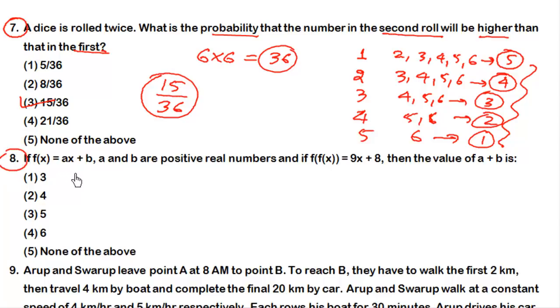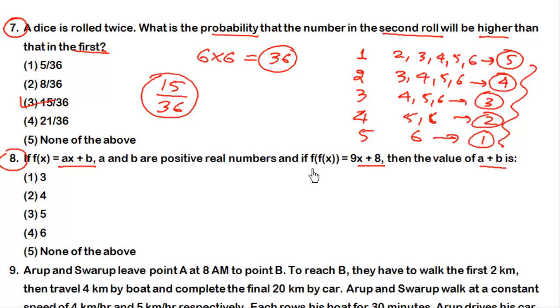Just by looking at this question, these are very simple questions. We can get the answer for sure, even if I take slightly more time than a minute, right? Now here it says that if f of x is ax plus b, where a and b are positive real numbers, and if f of f of x is 9x plus 8, then what is the value of a plus b?